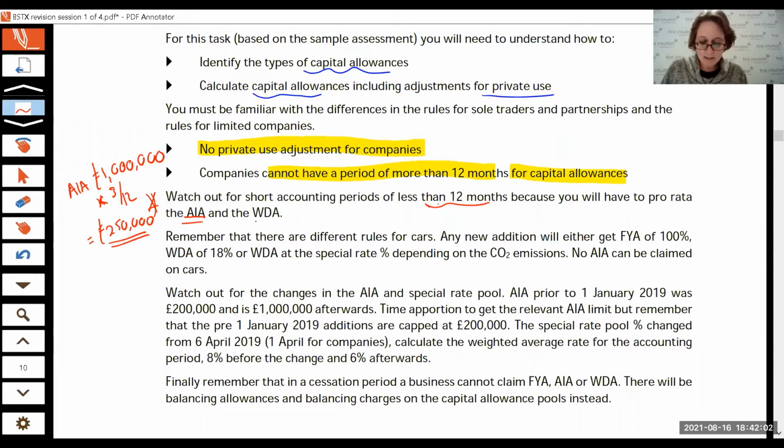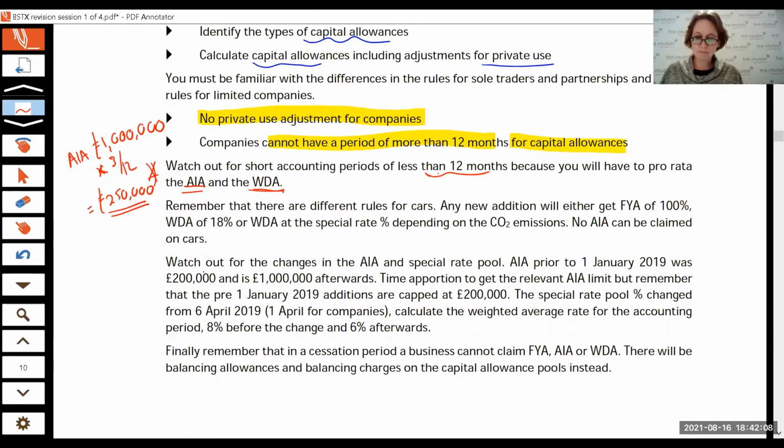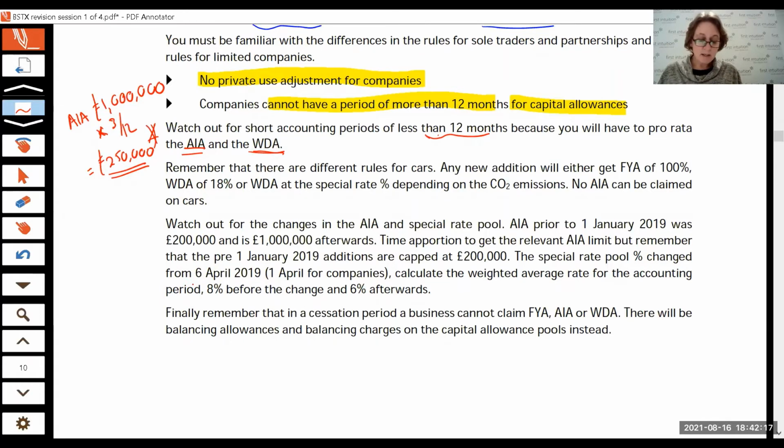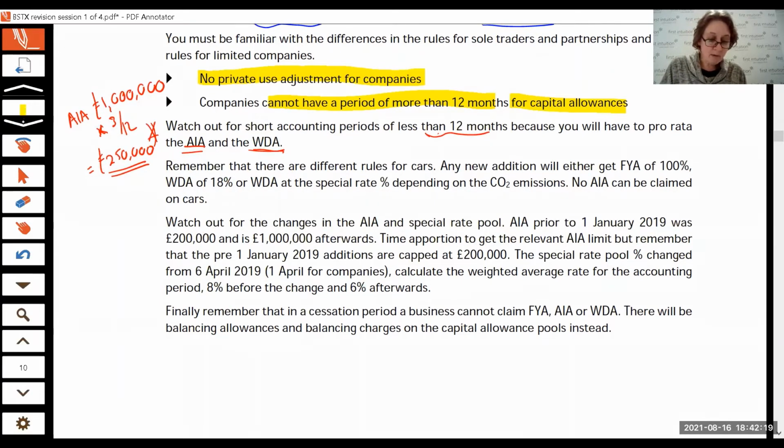We also prorata our WDA, our writing down allowance. So rather than having the full allowance, we've got to make sure that we only give them the allowance for the period that we're actually dealing with. So we've got to be really careful with that. Got to be really careful with our rules around cars.